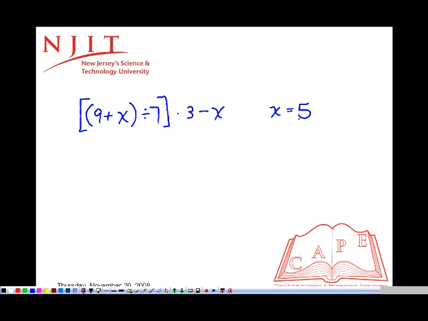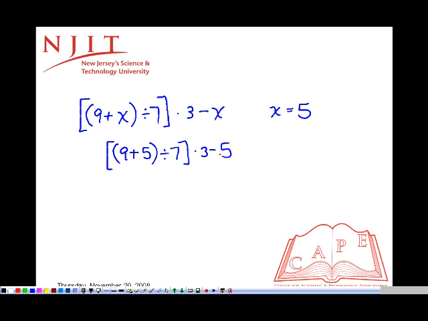We're given that x is equal to 5, so we just simply plug 5 in for wherever we see an x. And if we do that, we're left with open bracket, open parentheses, 9 plus 5, close parentheses, divide by 7, close bracket, multiply by 3, minus 5. Okay, now what I mean by order of operations is that there's a certain order when applying the different algebraic functions.